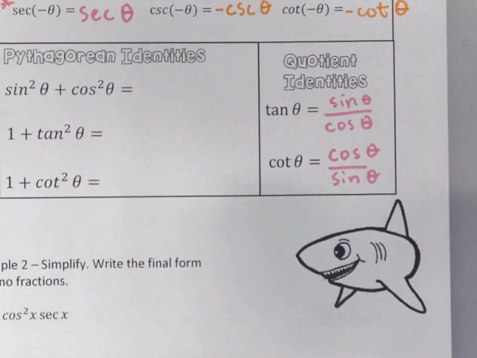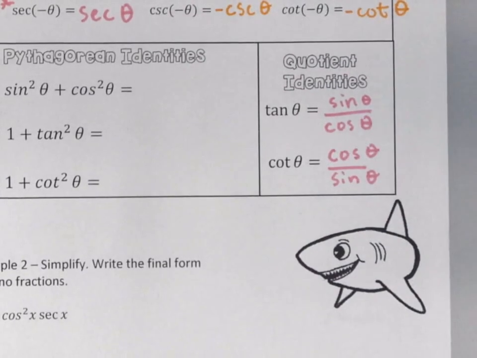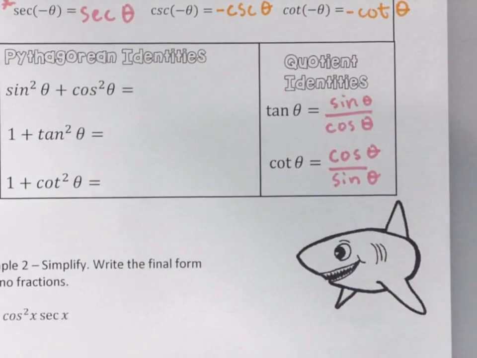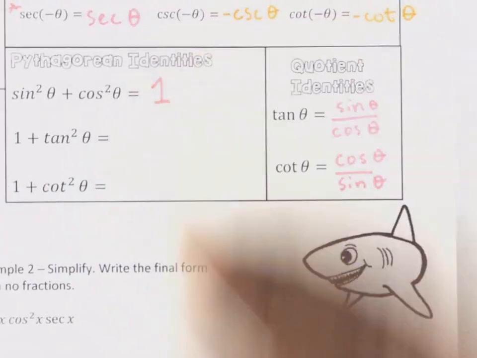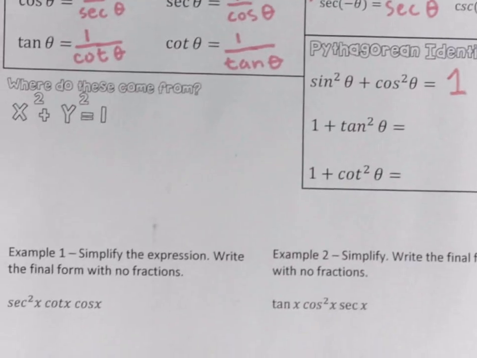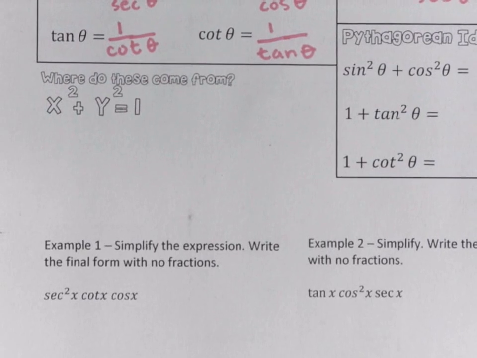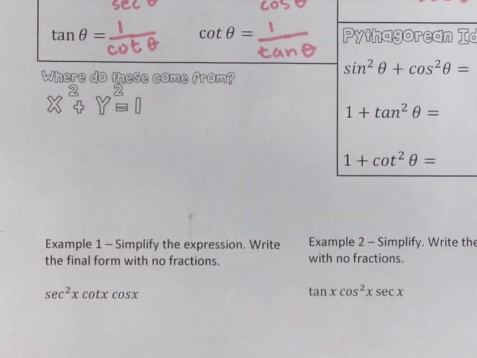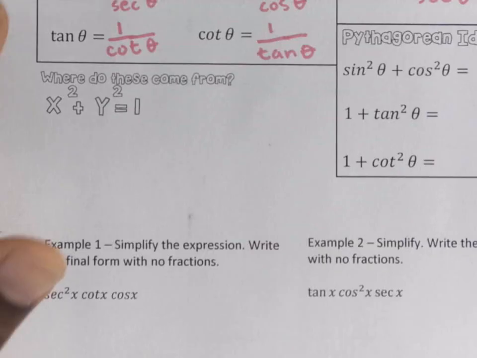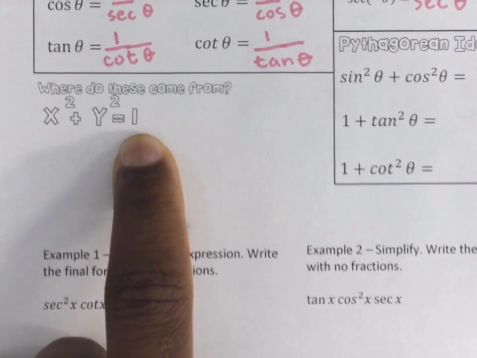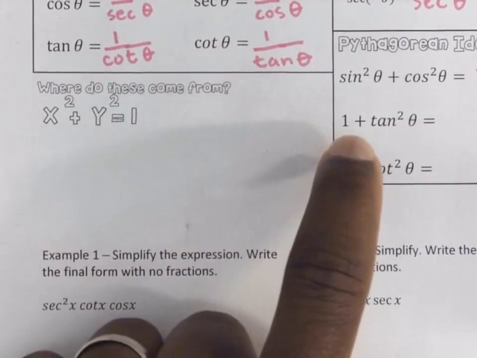And then we've got the Pythagorean identities. Pythagorean's theorem, that's what we hear all the time, right? That's where these come from. Just very briefly, we basically take Pythagorean's theorem, a squared plus b squared equals c squared, and change it into trig on the unit circle: x squared plus y squared equals a radius of 1. Then we put in trig functions to replace it, and that's where these identities come from.